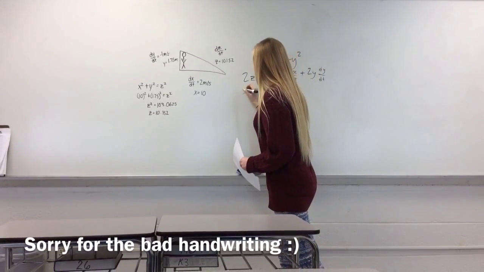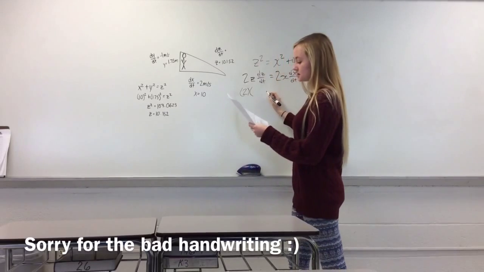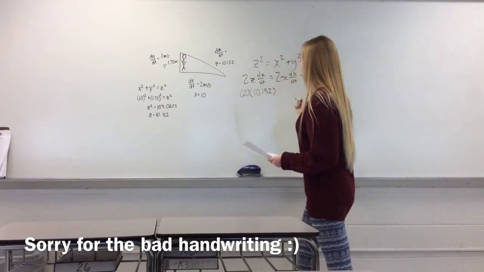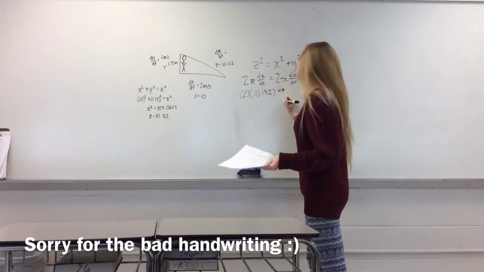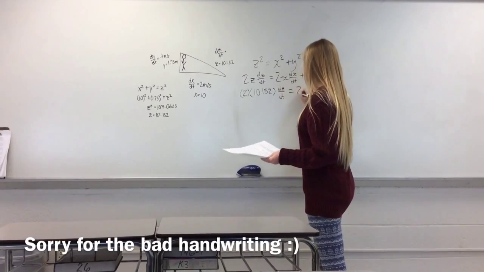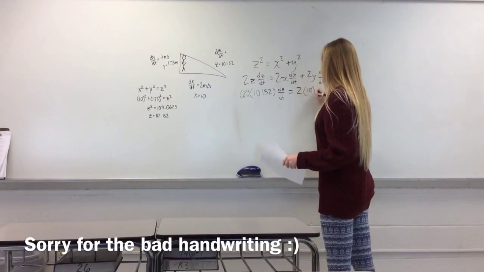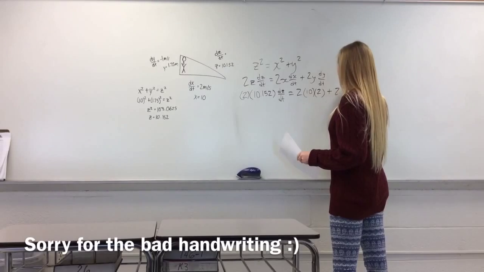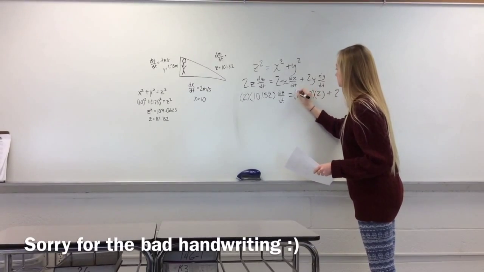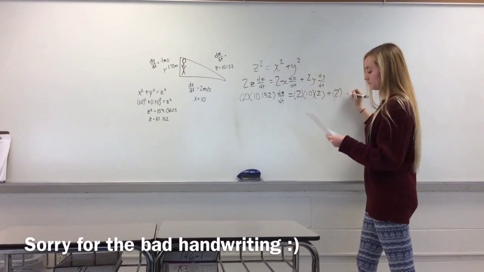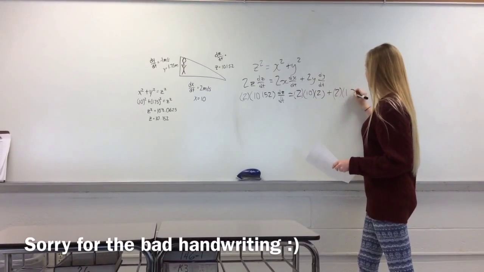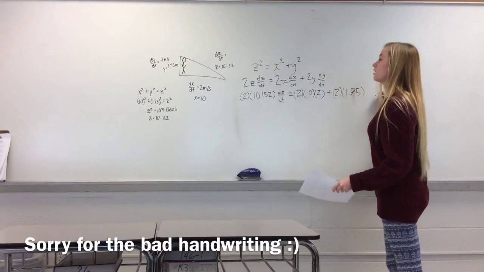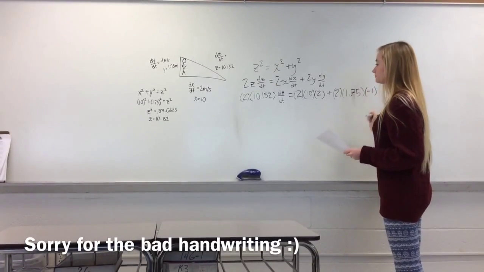So it's 2 times z, which is 10.152, and we just have dz dt because we don't know what it is yet, equals 2, and our x value is 10, and our dx dt is 2, plus 2, here, parentheses, make it look nicer, and then our y value is 1.75, and then our dy dt is -1.